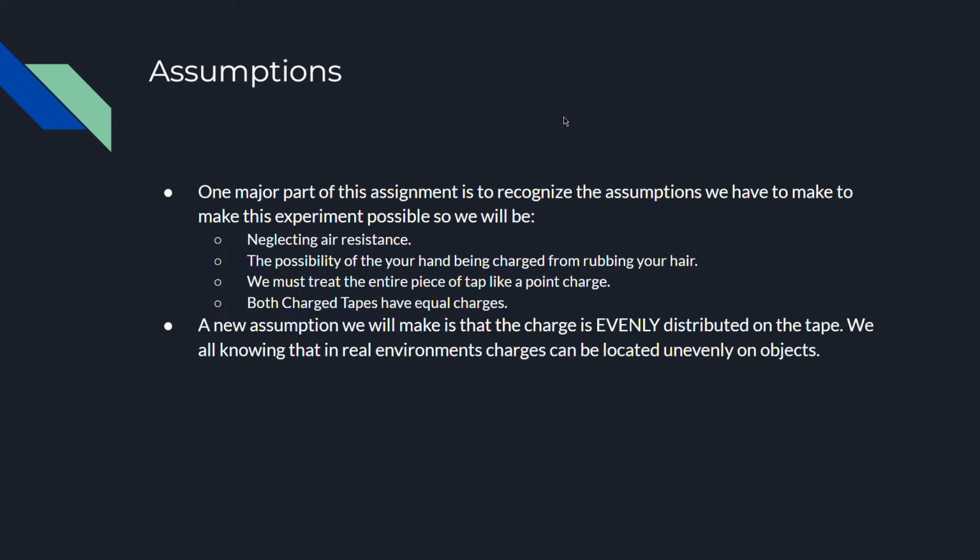Here are our assumptions. For the most part, our assumptions are the same from the first lab except for one big one that I added at the end. So, we would be neglecting air resistance, the possibility of our hands being charged. The entire tape would not be treated like a point charge this time. I forgot to remove that because my last line contradicts that, because now our new assumption is that our charge is evenly distributed on the tape. What this means is that as you take off any little piece of the tape, or you just divide the tape into infinitely small little pieces, they will all have the same charge.